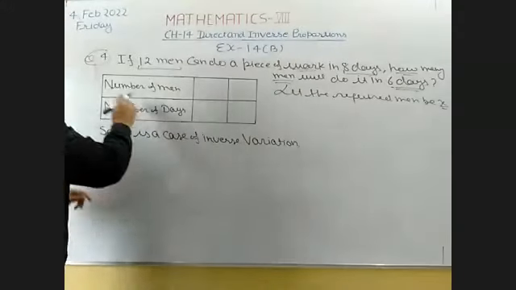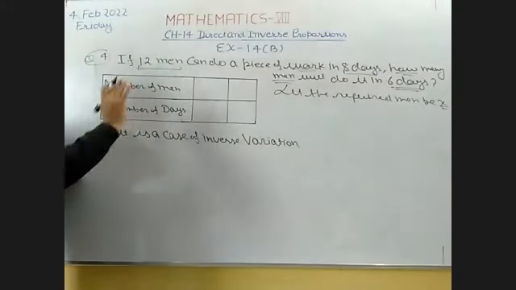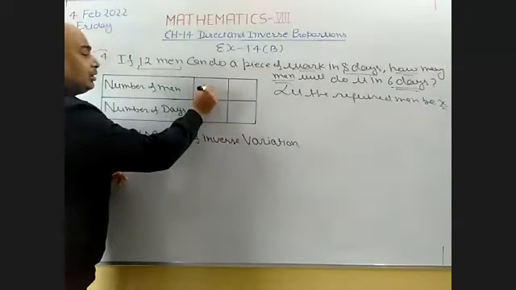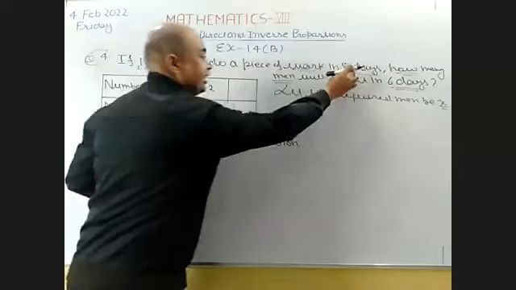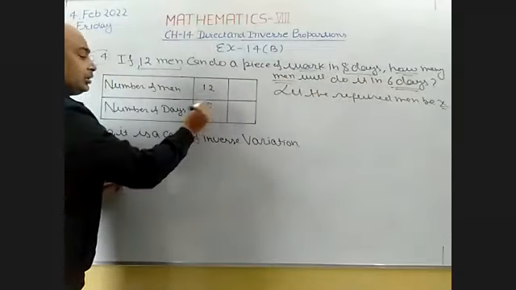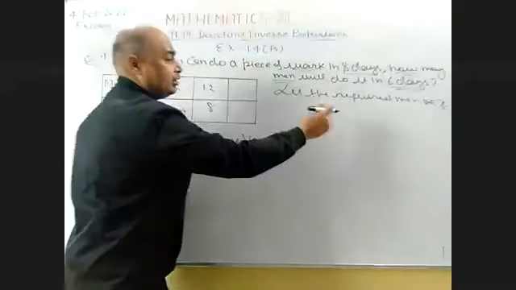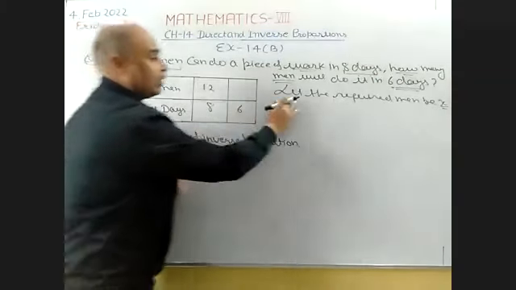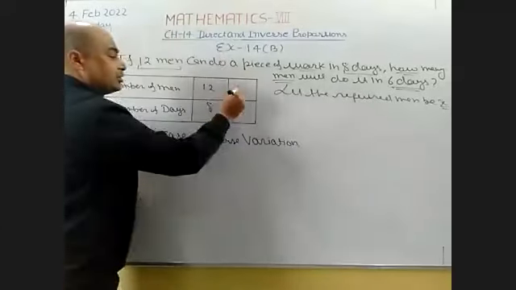Now check. I write here number of men and number of days. When the number of men is 12, write here 12. They are going to complete their work in 8 days, so write here 8 days. Now they are going to complete their work in 6 days, so write number of days 6. The number of required men is going to be X.